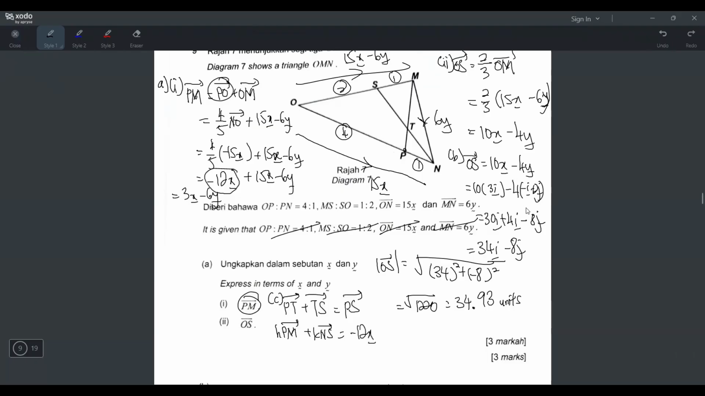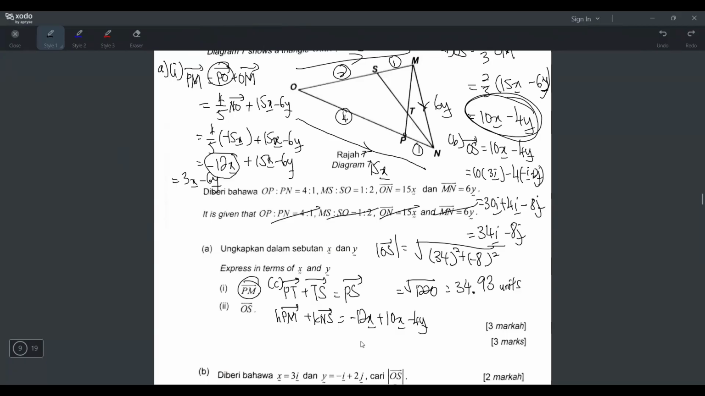OS, you just salin from here lah. This one is OS, right? So it's just plus with 10x minus 4y. So now you can continue from here and you will get negative 12 plus 10 is negative 2x minus 4y. And then on the other side, you just ganti masuk the K and S and then HPM, right?